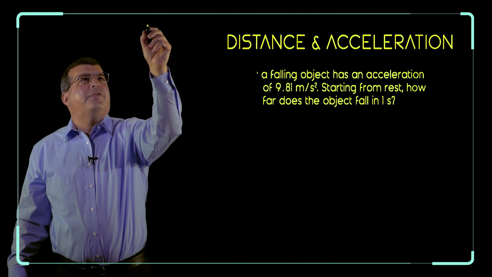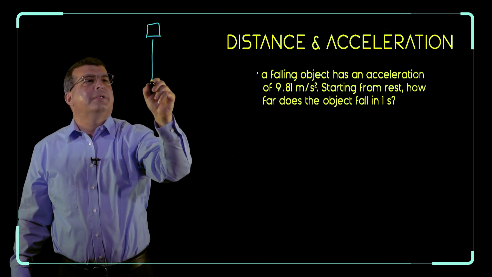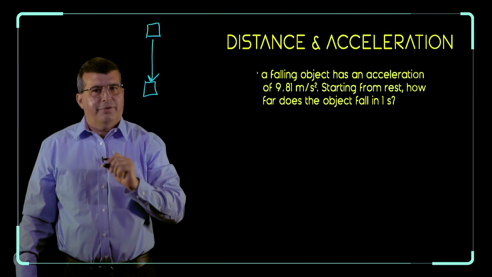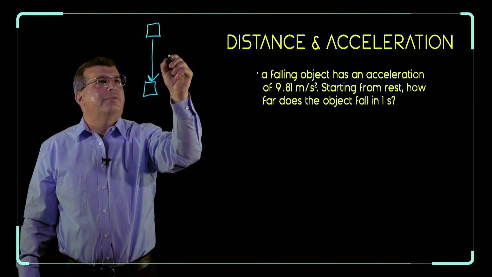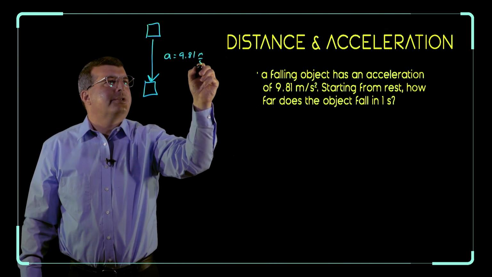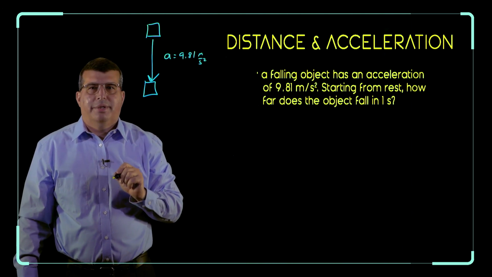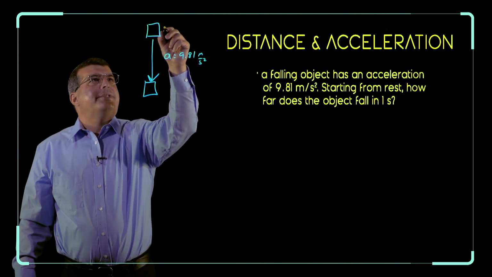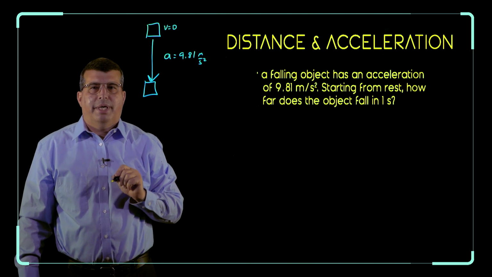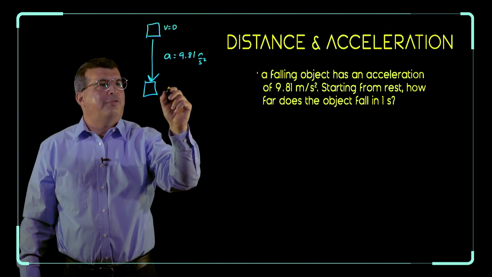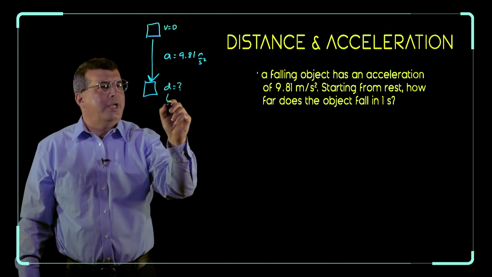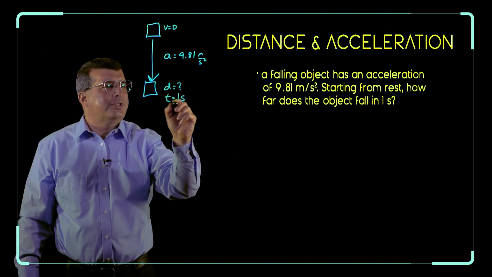Okay, our falling object. It says we are given that it has an acceleration of 9.81 meters per second squared, and it starts from rest, so its initial speed is 0. And the question is, how far does it fall? What is the distance if the time is 1 second?